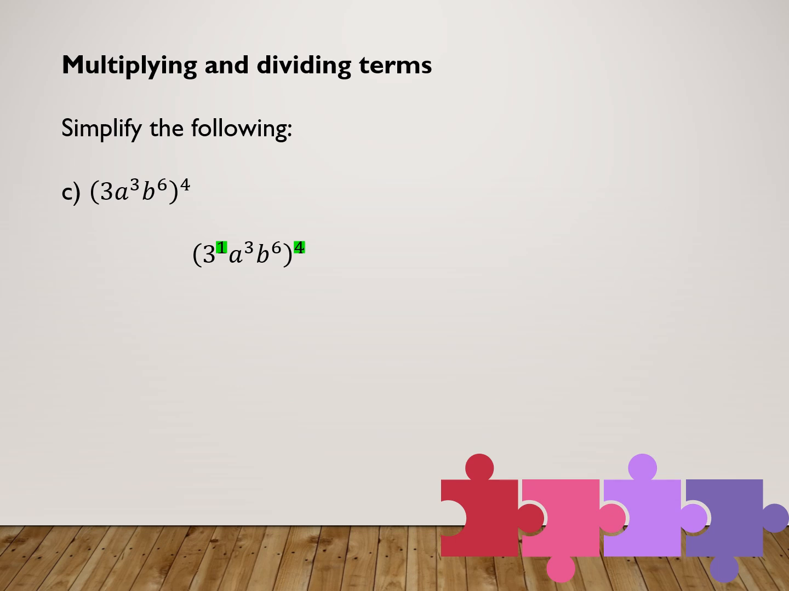And the final one, all of these we're going to make multiply the powers. So the 3 has an imaginary power of 1. That just makes it helpful when we recognize that. So that'll be 3 to the 1 times 4. Then we'll do 3 times 4 and 6 times 4. So that'll get us 3 to the power of 4, a to the power of 12, b to the 24, and 3 to the 4 on your calculator is 81.